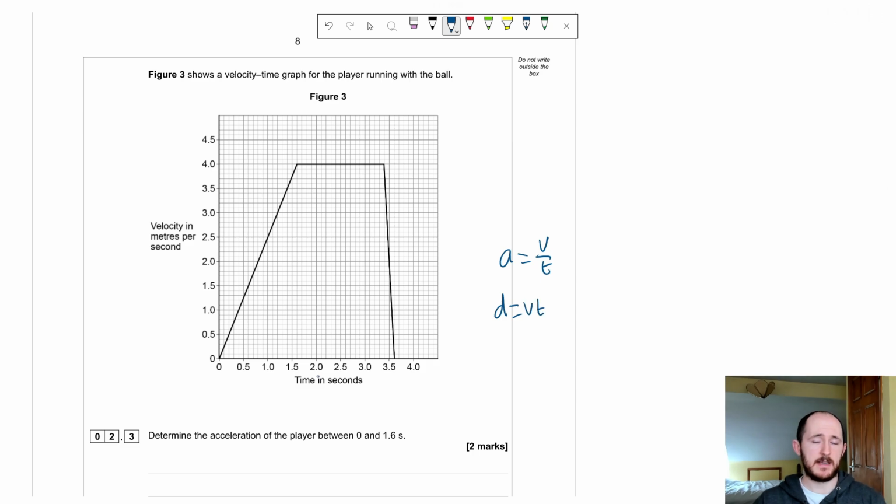Or in this case, displacement technically, but whatever. So that's the way I kind of think about it. I think if I times the two quantities, what do I get? If I divide them, what do I get? Dividing is gradient, timesing is the area underneath.